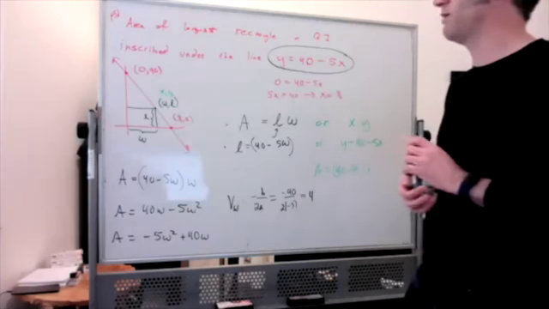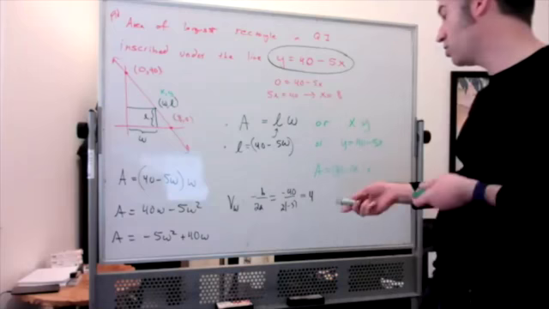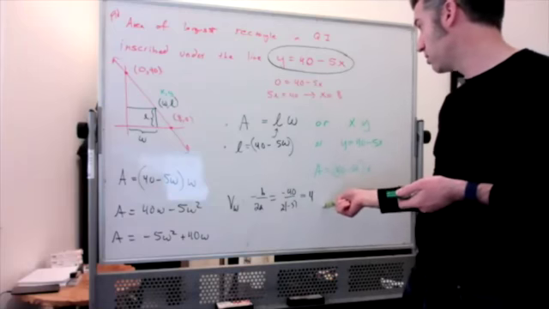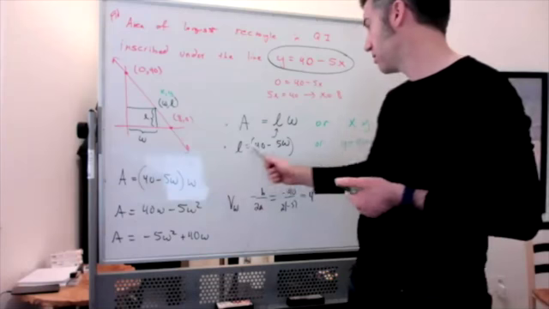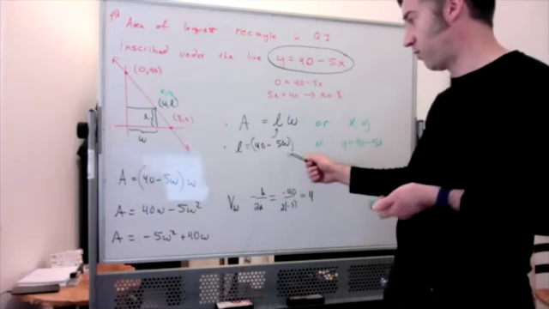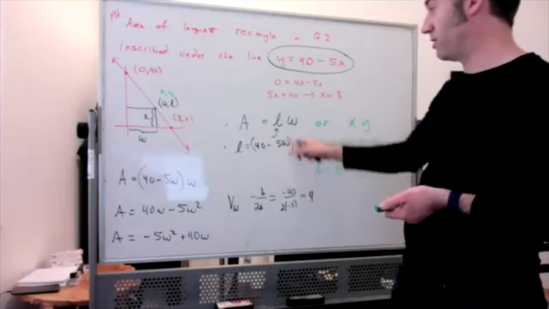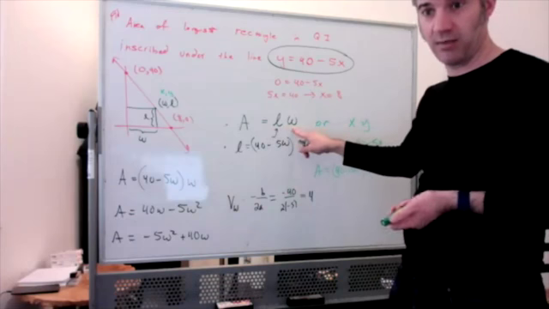Now we have to ask ourselves, what did they ask for? In this problem, they said find the area of the largest rectangle. So you could go back and either find the length, which would be 40 minus 5 times 4, which is 40 minus 20, which is 20. And then find the area. Area is 20 times 4, which is 80.